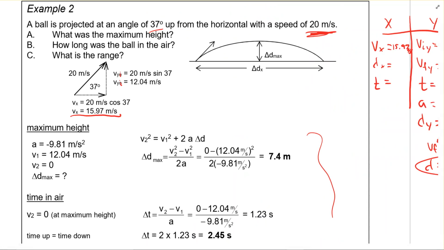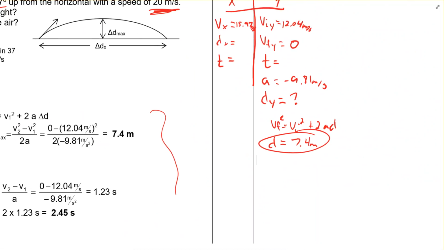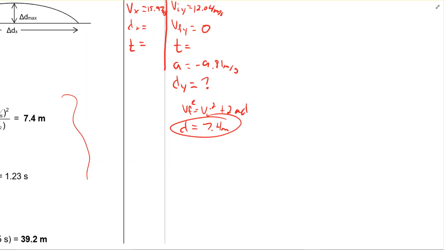The second part says how long was the ball in the air. So for that one, I just need to use a different formula. So I'll use a different color too. So for that one, we're looking for time. We got a few options now. I'm going to use this one. A is equal to Vf minus Vi over t, and rearrange it for t. If you do that, t would end up being equal to 1.23 seconds.